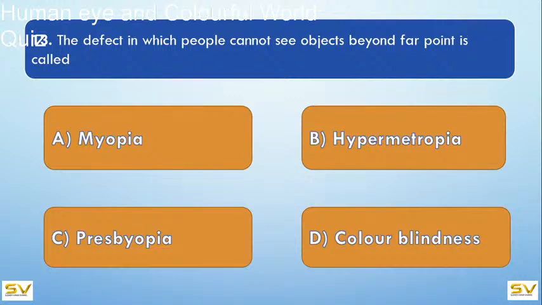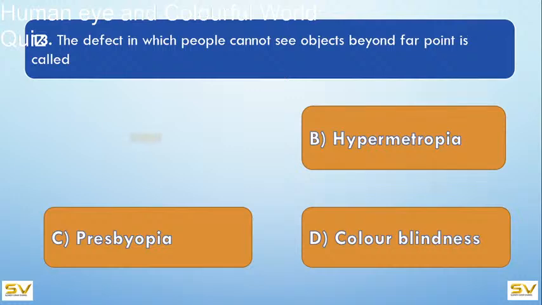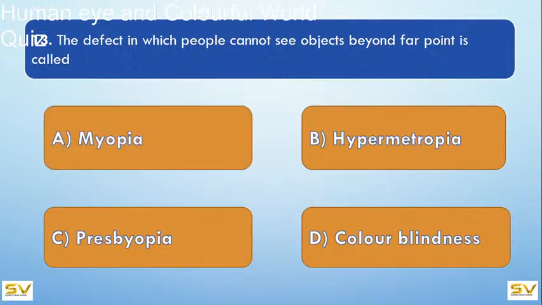Yes, I got answer from Alim Khan, 13th one, and Rihan, Lakshmi, Reddy Bhavana, Razak, Amruta, Harsha. So the defect in which people cannot see objects beyond far point. It is myopia. Beyond far point we cannot see. That means we cannot see distant objects. So option A is correct.